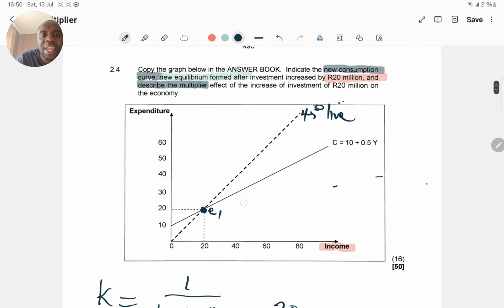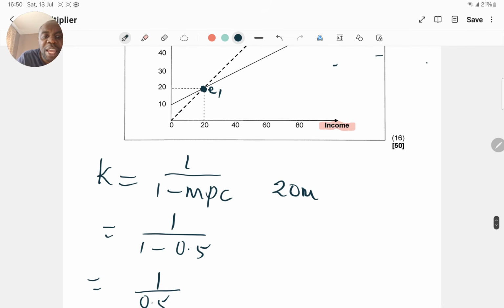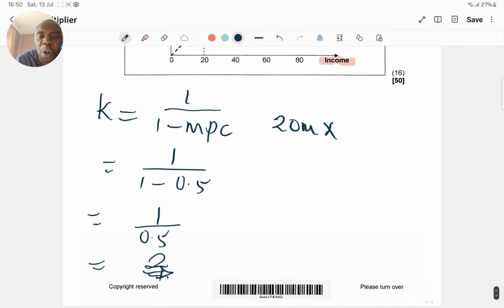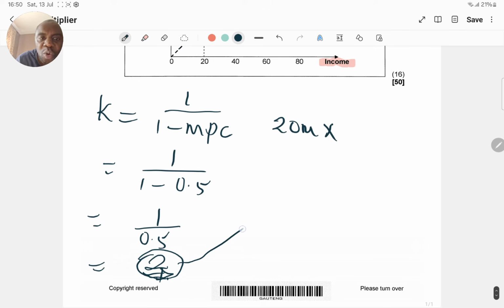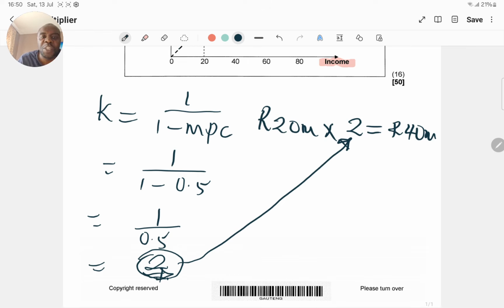The 20 million is the 20 million given in the question. And then I'm going to multiply by the multiplier. Its purpose is to multiply. Multiply by what? Multiply by this 2. I take this 2, I put it here. Multiply by 2. It gives me 40 million rands.